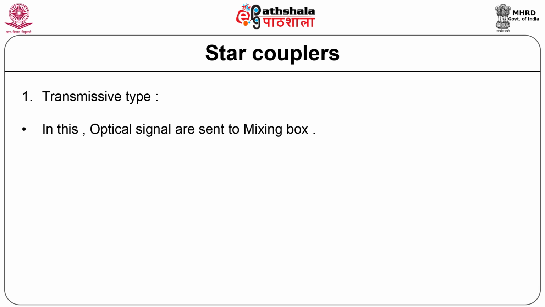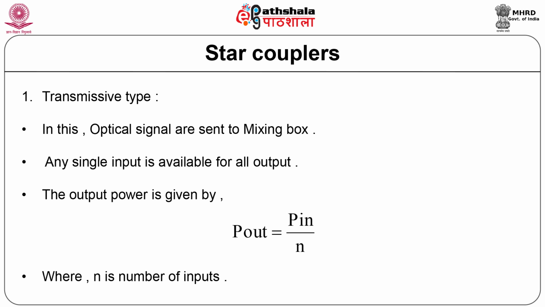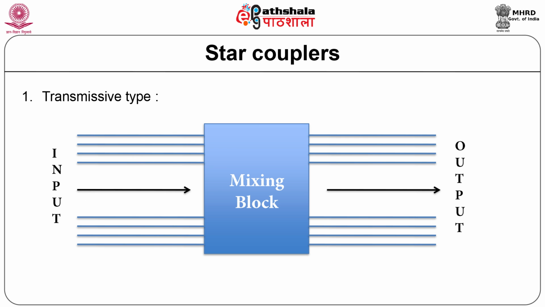In this, optical signals are sent into the mixing block, so that any single input fiber's signal is available at all output fibers. The number of input fibers is the same as the number of output fibers. Power is evenly distributed. Thus, output power P out is equal to input power P in upon N, where P out is the power at a single output fiber. The figure shows the block diagram of the transmissive type star coupler.